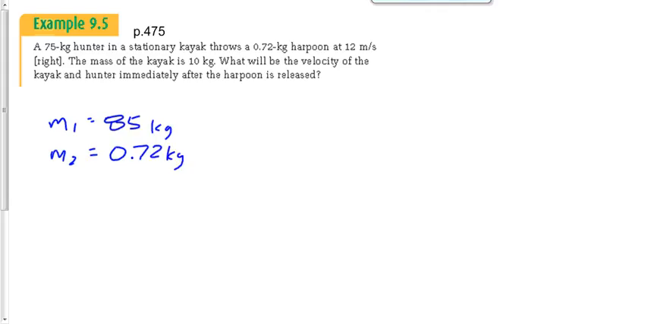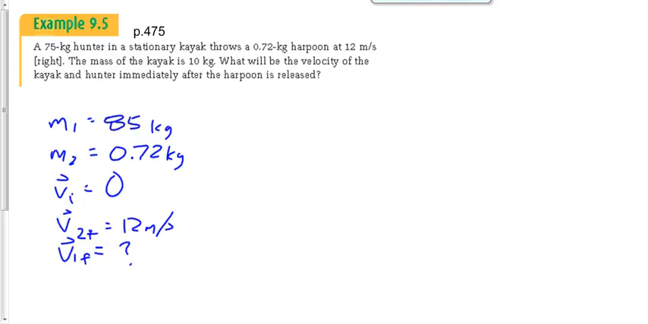Now, before this interaction takes place, there's one object, right? What is the velocity of this one object, the hunter, harpoon, kayak combo? 0. VI is 0. I'm not going to call that V1I, V2I, it's just VI. It's 0. Afterwards, the harpoon goes at 12 meters per second. We're going to say that's V2F, 12 meters per second. And we're looking for the velocity V1F. That's going to be the hunter kayak combo.